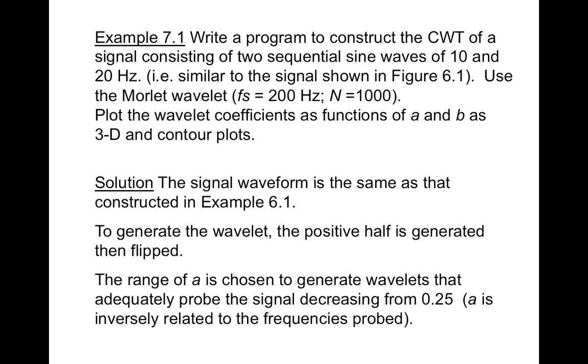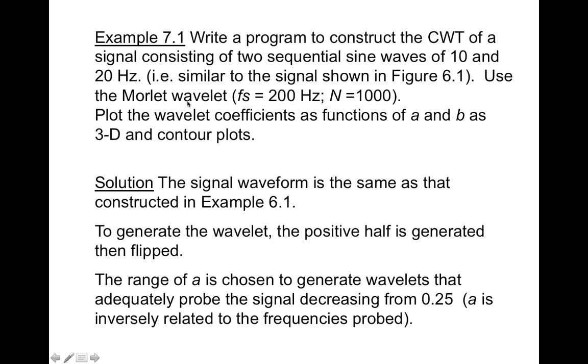So here's an example, and this is not using the wavelet toolbox. MATLAB has a wavelet toolbox, and it's a good toolbox. But in this case, we're going to implement a wavelet transform basically using the correlation between two functions. We're going to plot the wavelet coefficients as functions of A and B using both a 3D and a contour plot form. And we're going to generate a signal that consists of two sequential sine waves of 10 hertz and 20 hertz. So it'll be 10 hertz for a while, and then it'll be 20 hertz.